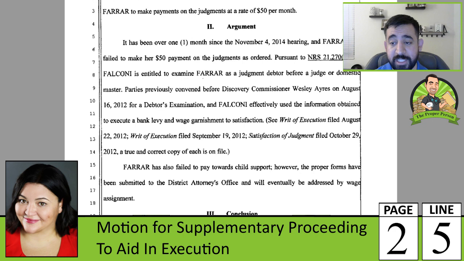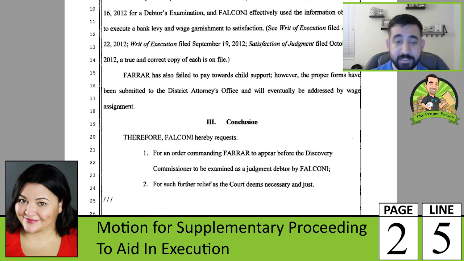I effectively used the information obtained to execute a bank levy and wage garnishment to satisfaction, and I am giving the court 3 filings. The first is a writ of execution, the second is another one of those, and then the third is a satisfaction of judgment, indicating both that I executed on my ex's assets, seized them, and satisfied her obligation. Next assertion is that my ex has also failed to pay towards child support.